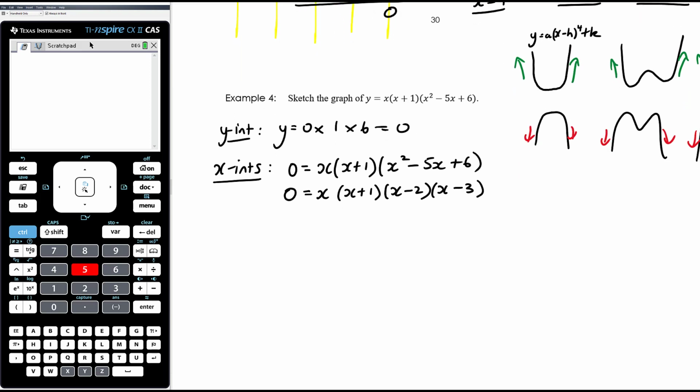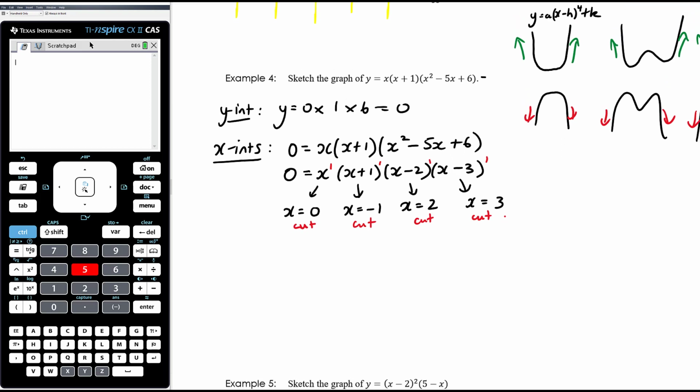Okay, so we've got 4 factors. So we're going to get 4 x-intercepts: x equals 0, x equals negative 1, x equals 2, and x equals 3. Each of those are linear factors. They're all to a power of 1. And so at each of these x-intercepts, we're going to be cutting through the x-axis. We're going to have that sort of linear behaviour in the neighbourhood of the x-intercept.